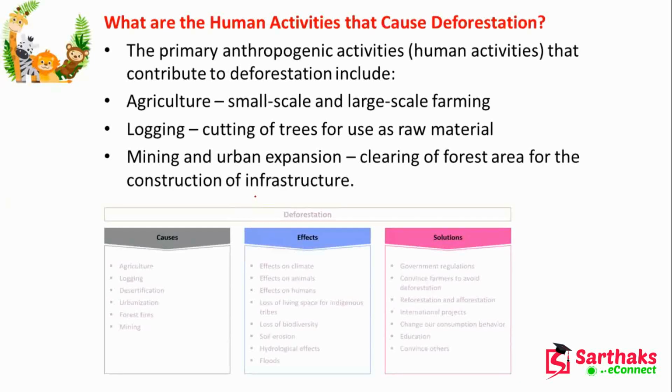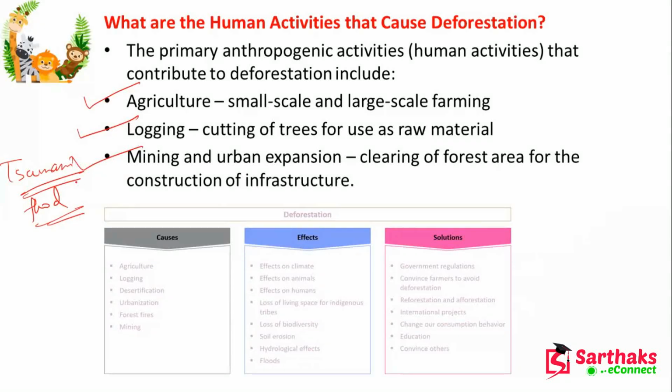Now, what are the human activities that cause deforestation? You can tell me one thing. Tsunami came, and then everything was deforested, right? Or due to flood, deforestation was done. No, we are also responsible. We cannot deny our responsibility. We are expanding agriculture. We are logging, that means cutting the trees for use as raw material, and mining also, and urban expansion also.